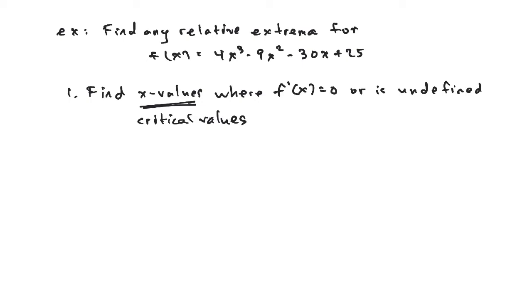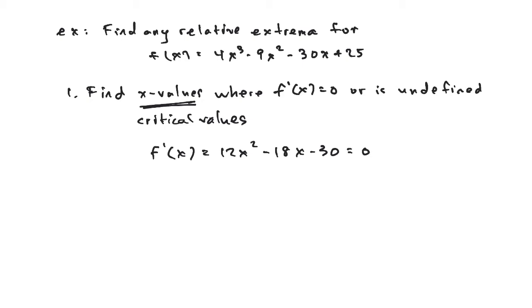Okay, so if I find f prime of x by using the power rule on f of x, that's going to give me 12x squared minus 18x minus 30. And if you remember from way back when, this is a polynomial, and a polynomial is always defined. So all I need to do is figure out where this is equal to 0. So I'm going to set this equal to 0.